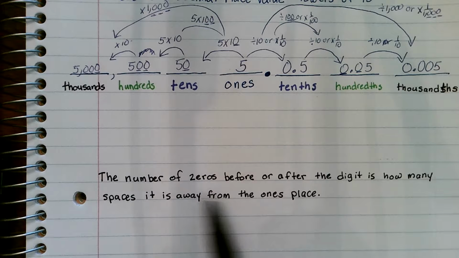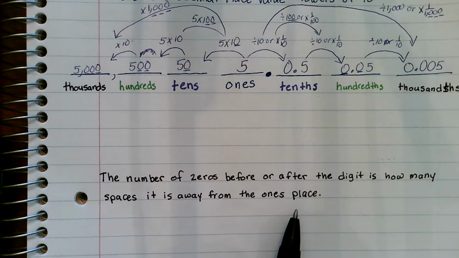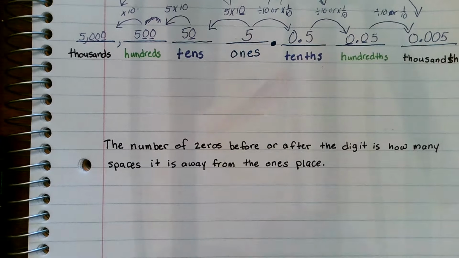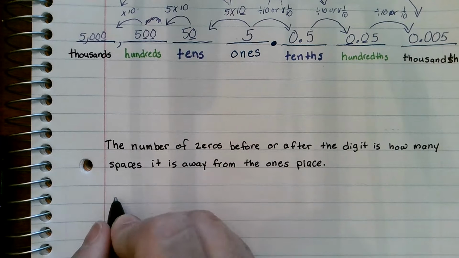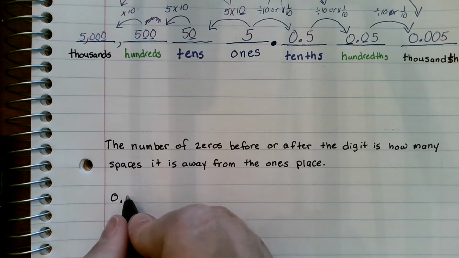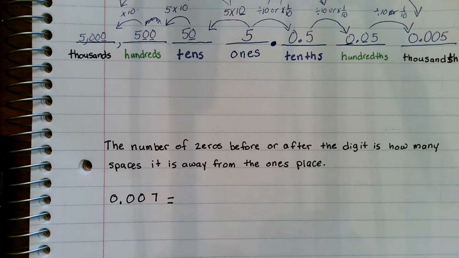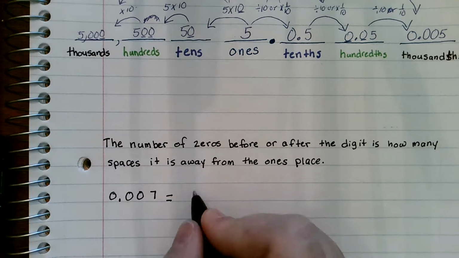So the number of zeros before the digit is how many spaces away it is from the ones place. Okay? So if I am talking about changing a number from a fraction to a decimal, or a decimal to a fraction, and I'm using my place value, let's say I have the number 0.007, and I want to make it into a fraction. Well, I don't have any wholes here at all. I know there's nothing here. The number that I'm working with is my 7.